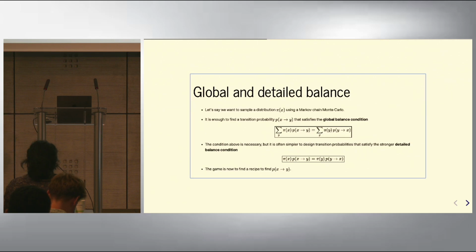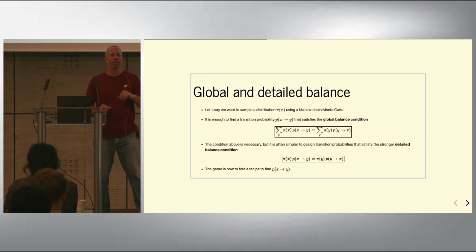Well, the difference between the two is that the global balance only imposes that the condition is true for the sum over all y's, while the detailed balance imposes that it's true for every single choice of y and x. It's for all y instead of the sum over all y. So it's more stringent.